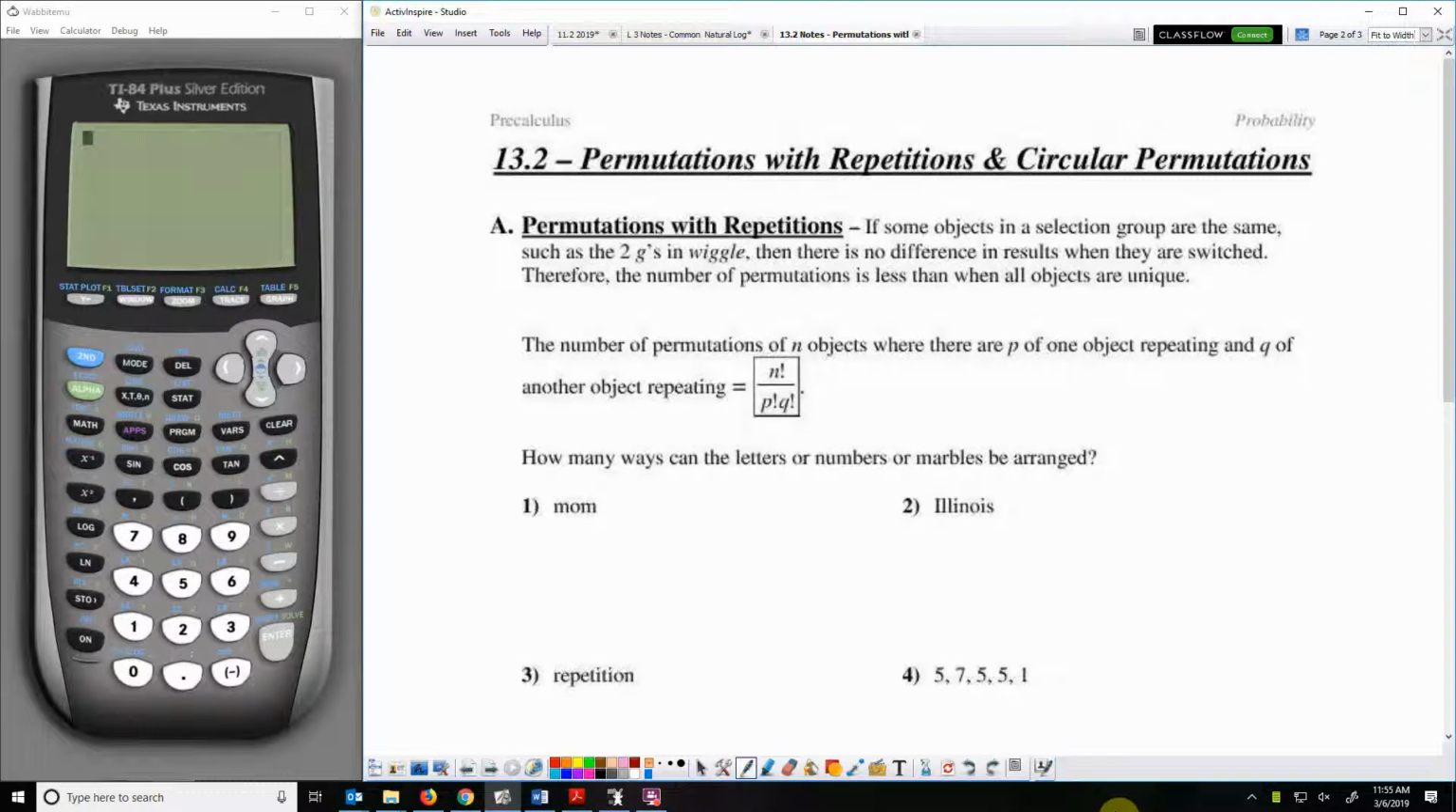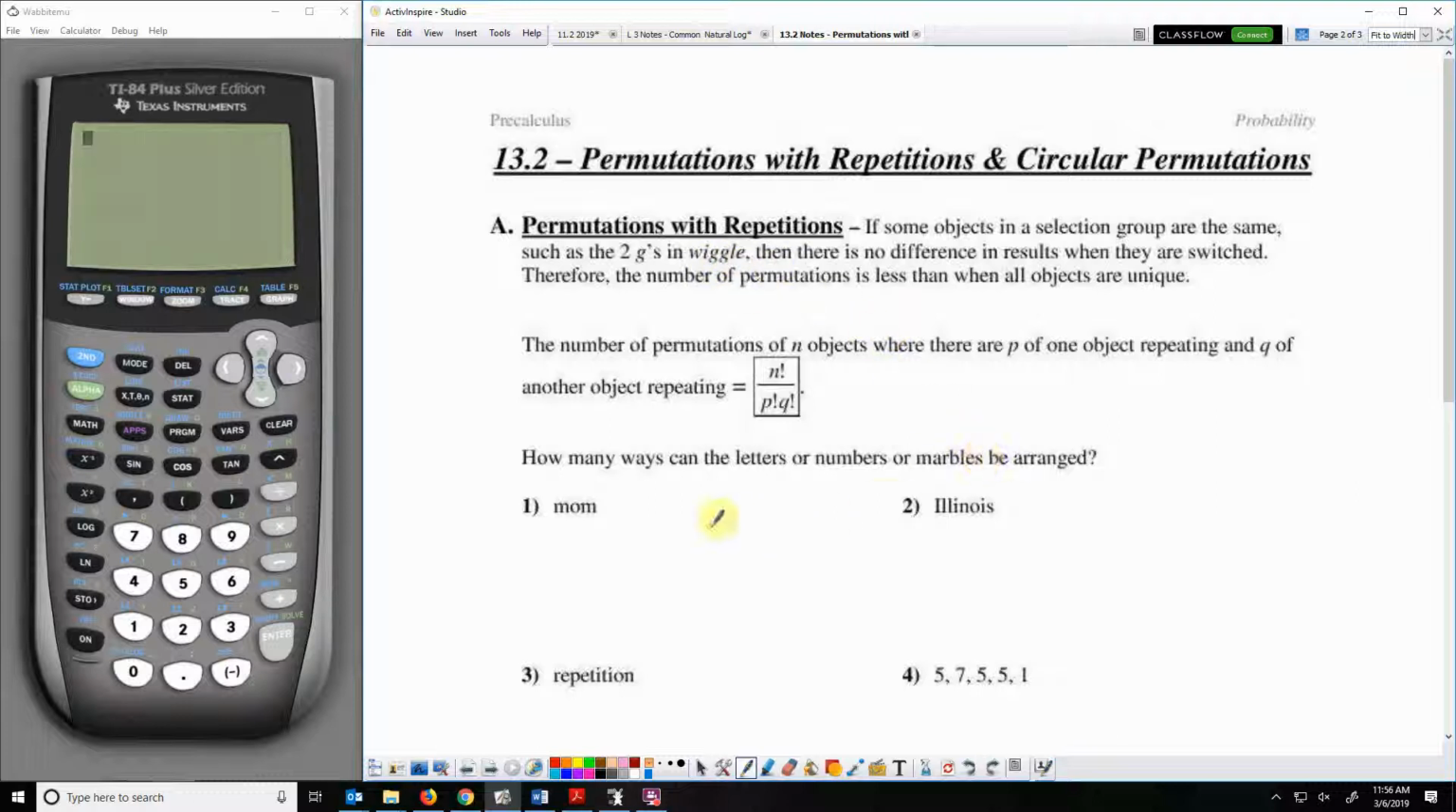Permutations, which is the number of ways things can be arranged, but permutations with repetitions and permutations that are circular. So permutations with repetitions: if some objects in a selection group are the same, such as in wiggle there are 2 G's, then there's no difference if I switch those two. If one G is in the first position and one is in the last, and I switch them, the arrangement does not change. So the number of permutations when there are repetitions is less than the number when all the objects are unique.